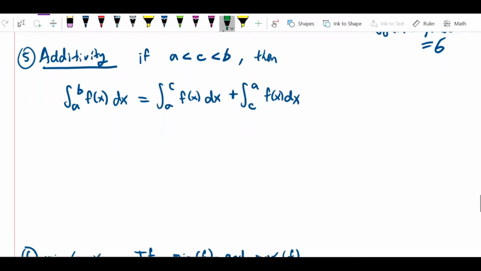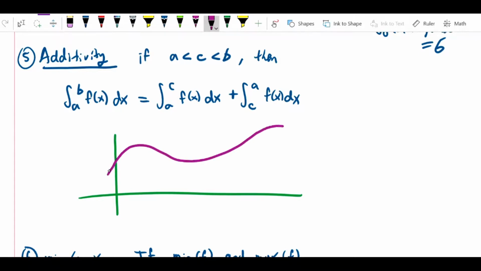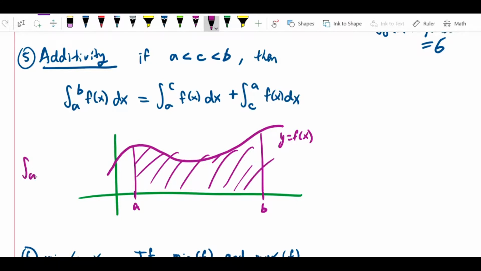Additivity. This refers to the fact that we can break up the interval of integration. So let's suppose that I have the interval from a to b of f of x. So we know that this is the area, in other words, the integral from a to b of f of x dx gives us that area. I can pick any arbitrary point c in between a and b, and I can separately find the two integrals.